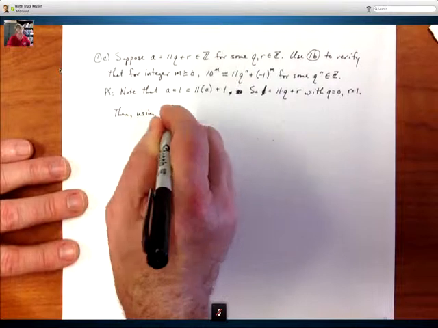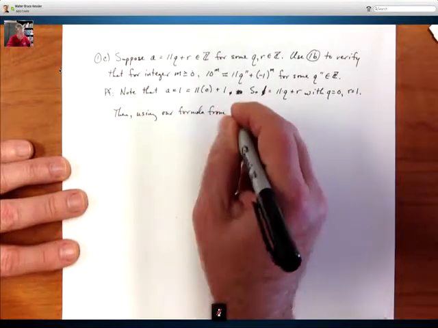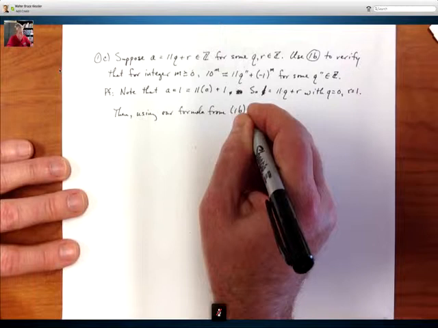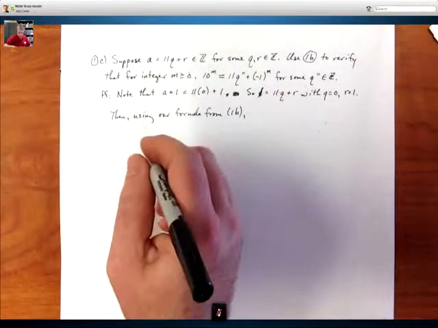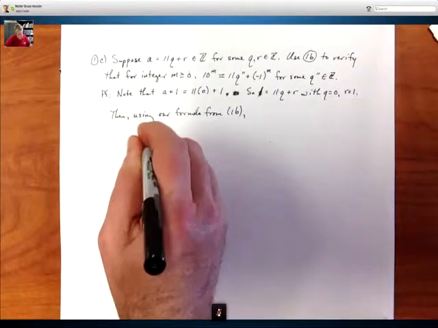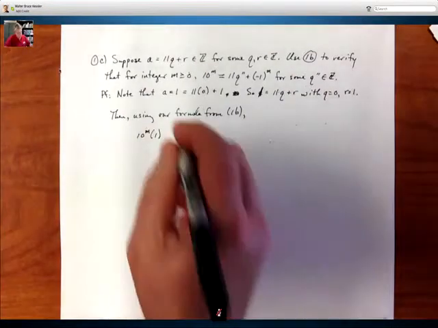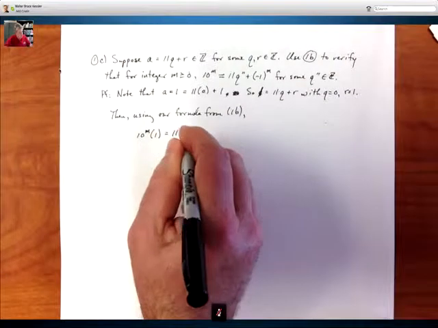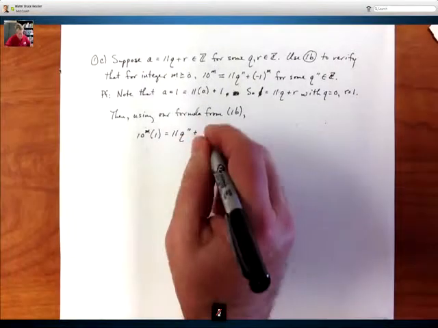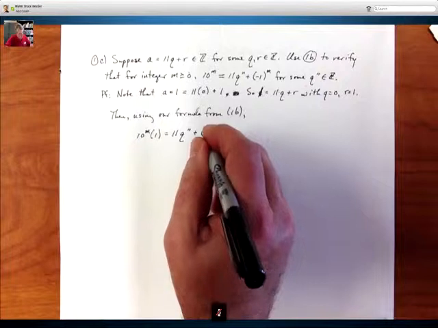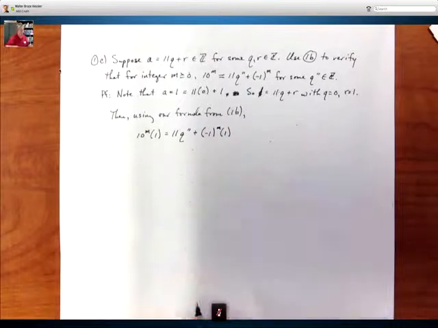Then, using our formula from 1D, we have, and let me just make sure I'm getting it right, we've got 10 to the m times a, which is 1, equals 11 times some integer plus a negative 1 to the m times r, but r is 1.